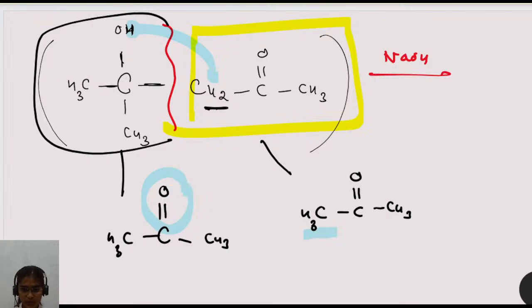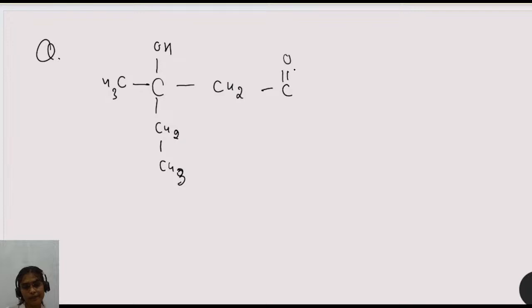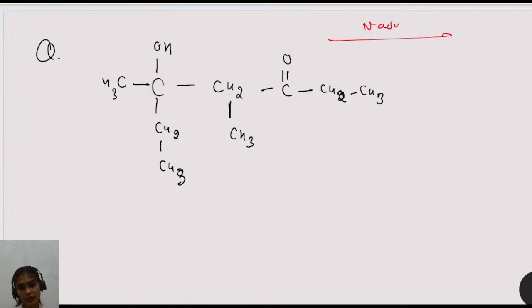Let's solve one more question. Apply the same trick here and then find out the answer. This is the kind of question. We have to use OH. Please identify the product for this reaction. If I'm using NaOH, what is the product?